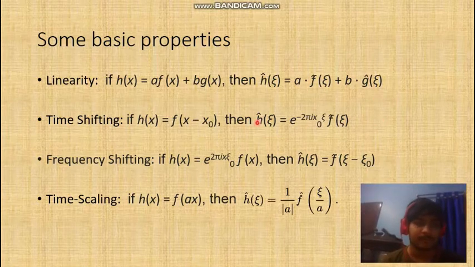Now time shifting. If h(x) equals f(x minus x naught), here x naught has to be a real number, then H(ε) equals e to the power minus 2 pi i x naught ε times F(ε). Frequency shifting. If h(x) equals e to the power 2 pi i x ε naught times f(x), then H(ε) equals F(ε minus ε naught). Now you might see that the time shifting and the frequency shifting are clearly opposites of each other.